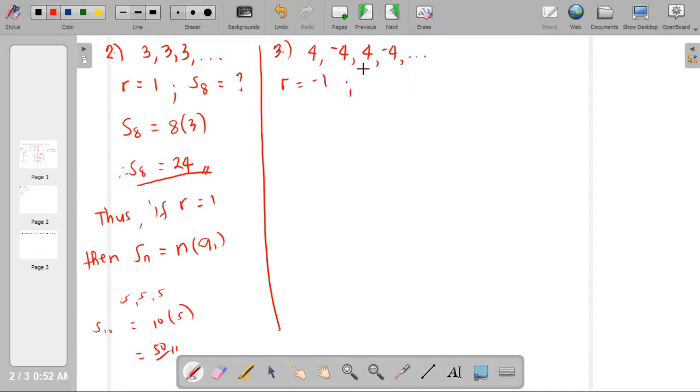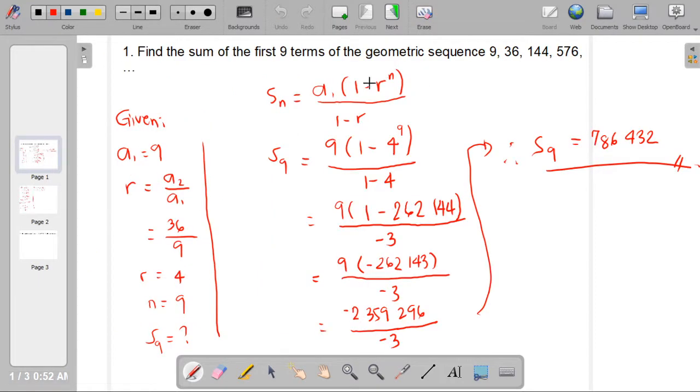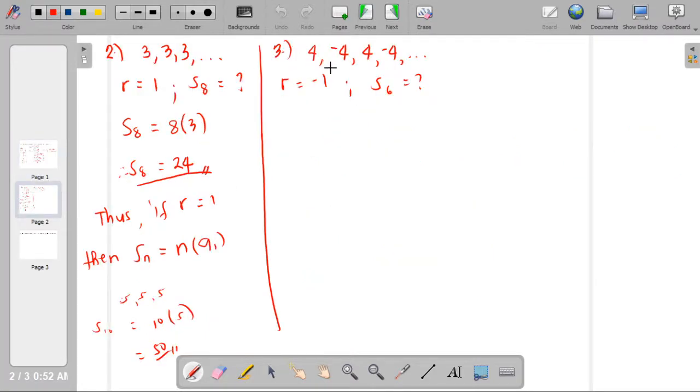What if in that sequence, you want to find the sum of the first 6 terms? Question. Can we use this formula? Yes. We can use this formula because our r is not equal to 1. Our r here is negative 1. So negative 1 is different from 1, and we can use that formula. But instead, let us find another way of solving this. Let's investigate. Let's write it out and add them all.